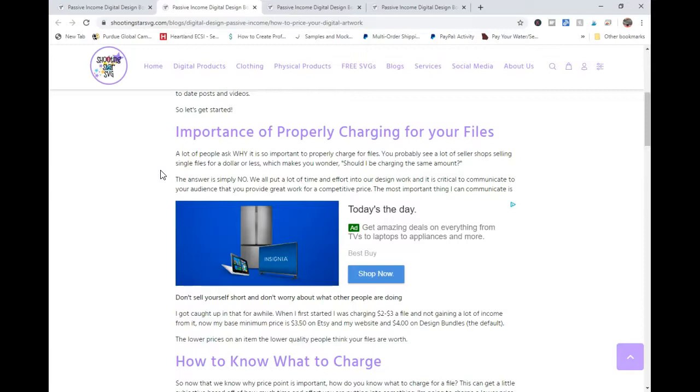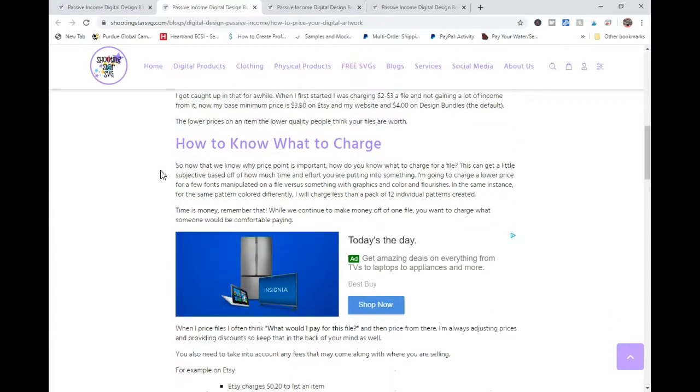I guess the importance really is you don't want to sell yourself short, and you can't worry about what other people are doing. When I first started my Etsy shop, I was maybe only charging $2 to $3 a file, and I wasn't getting a lot of passive income from that. Somebody had very kindly recommended to me to increase my base minimum to $3.50 on Etsy. Once I made that increase, I actually got more sales and in turn received more revenue as well. That was a really good thing.